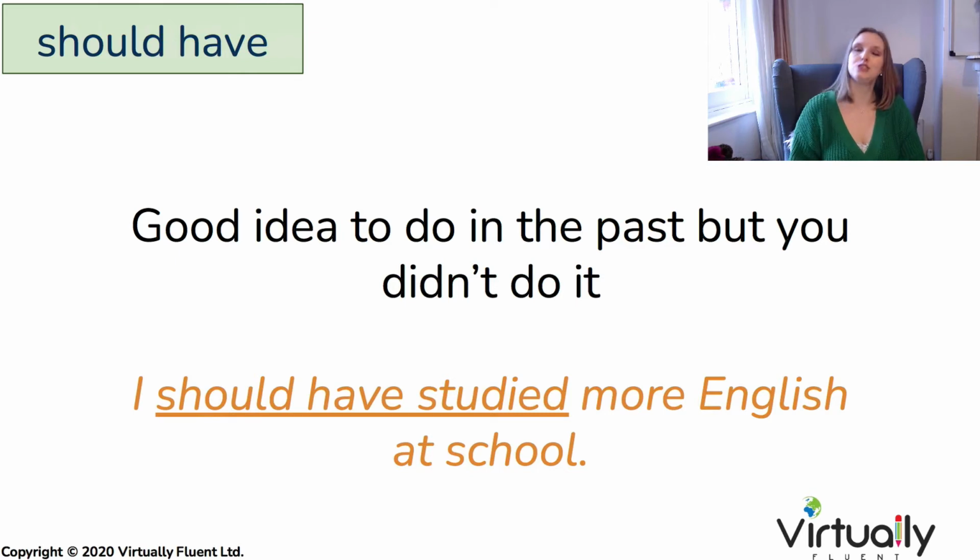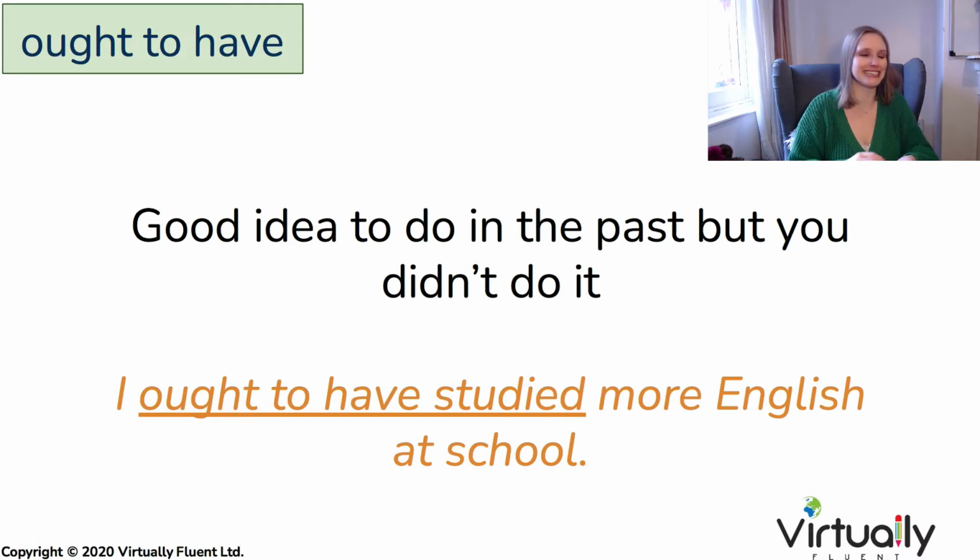Should have is used to express that something was a good idea in the past, but you did not do it. For example, I should have studied more English at school. It's a good idea, or it was a good idea in the past, but I chose not to do that. Ought to have is exactly the same as should have, pretty much a synonym. I ought to have studied more English at school.